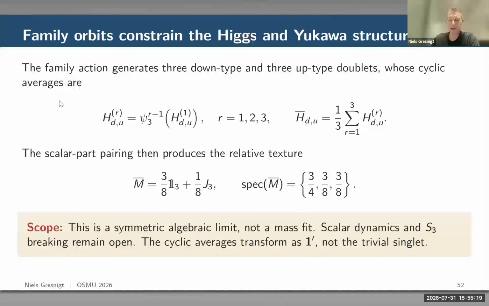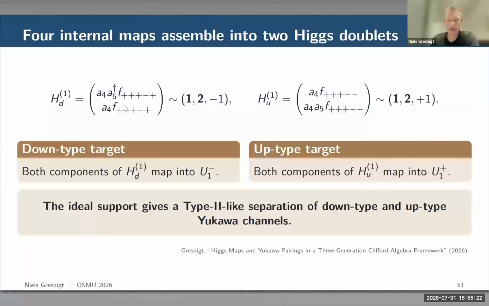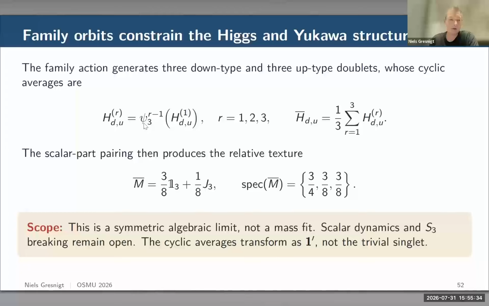Now the problem is that these Higgs doublets that I have here are not invariant under S3. So if we apply Psi3 to them, we would get additional Higgs doublets. So in the end, what I decided to work with was the averaged version. I average over this Psi3 orbit, so then I end up with Higgs doublets that are invariant under S3.